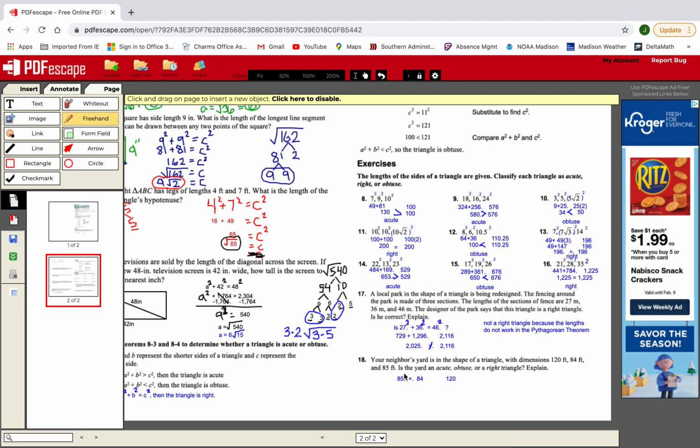Okay, 85 squared. This is the last time I'm going to ask you to work in this worksheet. Thank you.